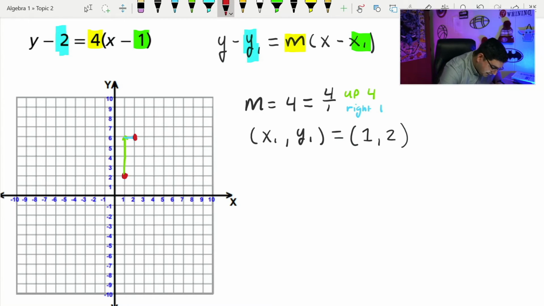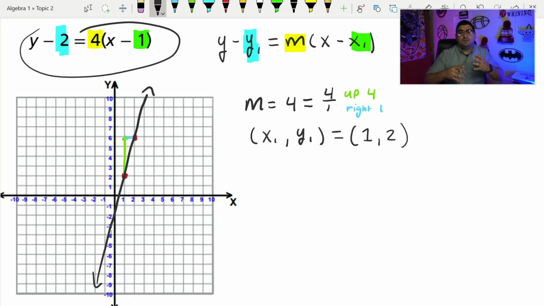So let's go ahead and connect these as best as we can. And there we have the graph of this line. We have now transformed an algebraic equation into a visual graph. This is the graph that would represent this equation. Okay?